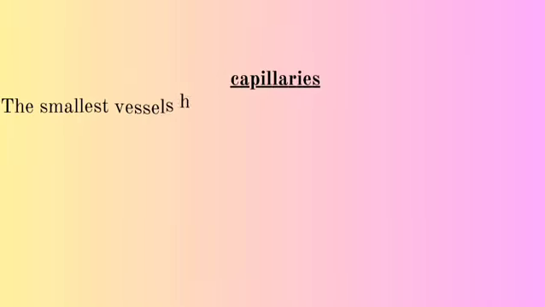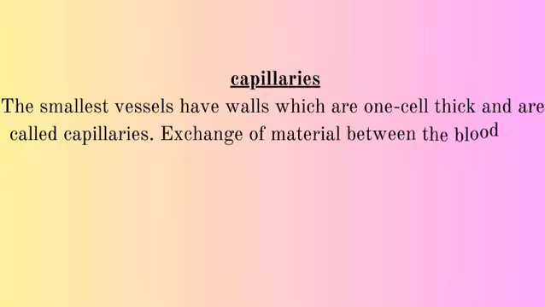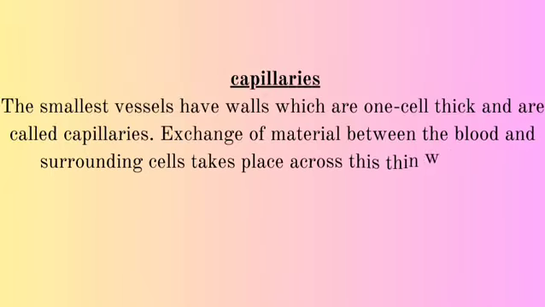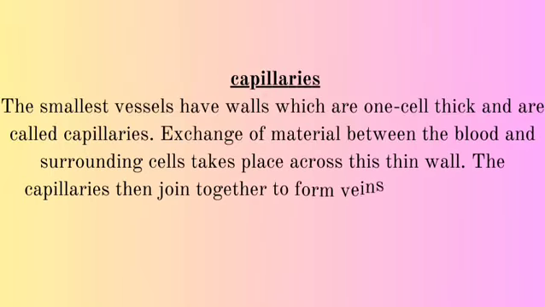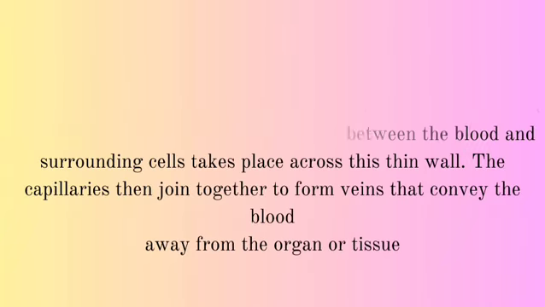The smallest vessels have walls which are 1 cell thick and are called capillaries. Exchange of material between the blood and surrounding cells takes place across this thin wall. The capillaries then join together to form veins that convey the blood away from the organ or tissue.